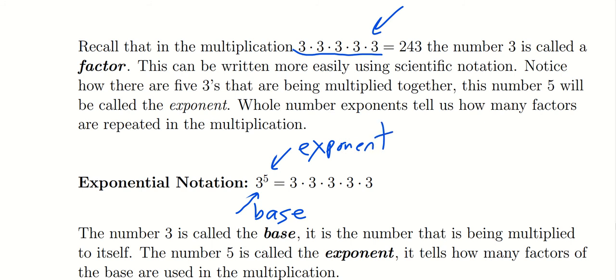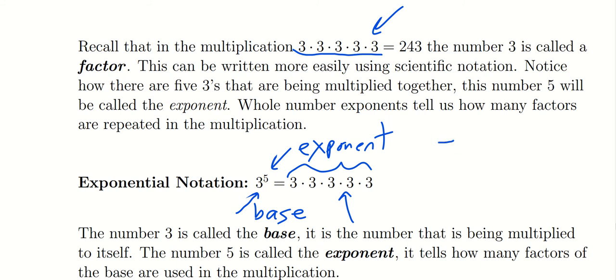So if we write something like 3 to the 5th power, the base is 3, so that's the number we're going to be using in our multiplication, and the exponent tells us how many of them we have. So 3 to the 5th represents 3 times 3 times 3 times 3 times 3. It's very important that we pay attention to what is the base and what is the exponent.